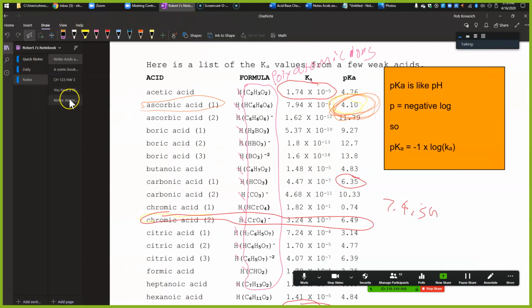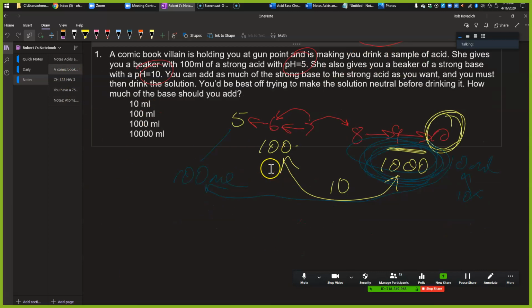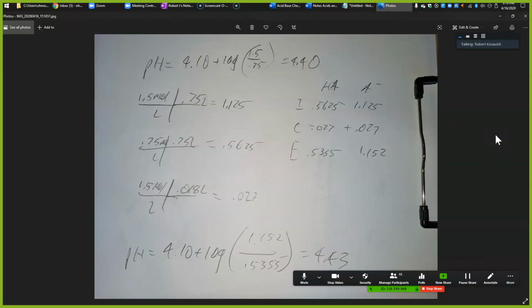So where'd that thing go? Here, there, there, there. Where'd I put that? Close some of your tabs. There it is.